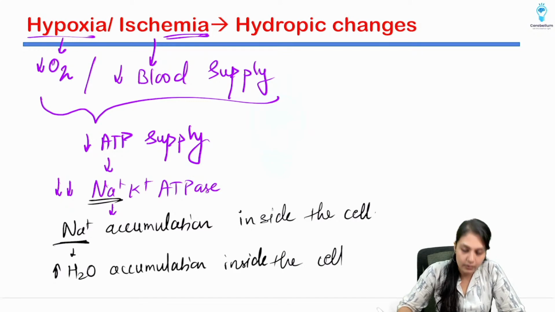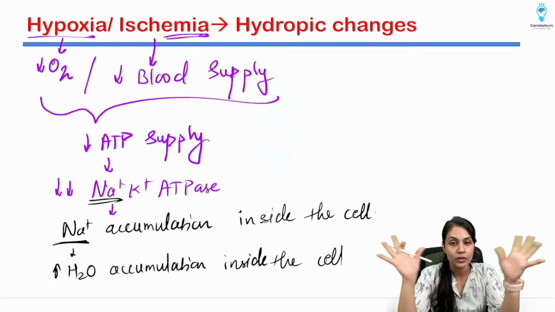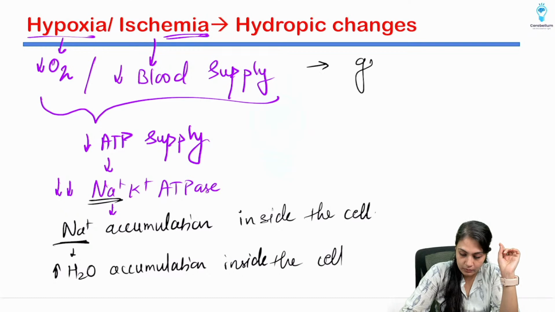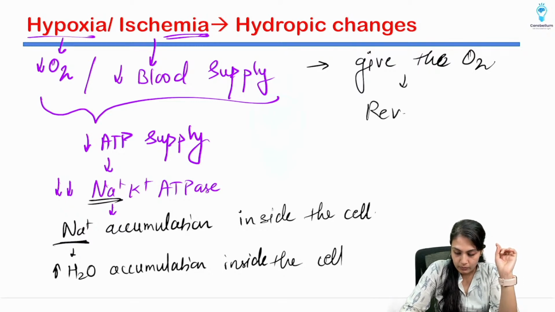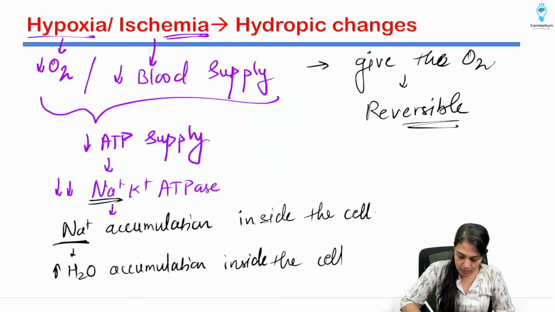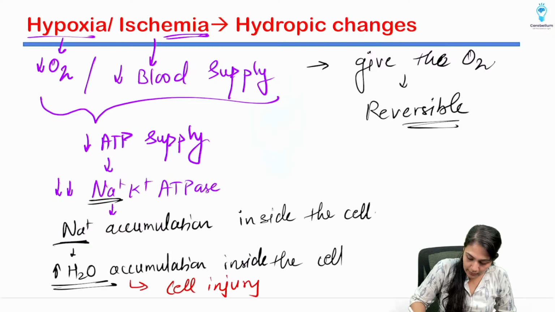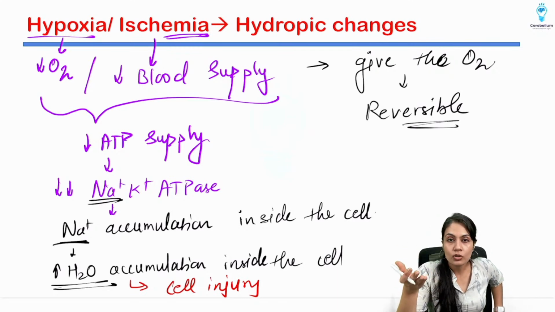So if water accumulation also starts inside the cell, what is going to happen? Definitely the cell has boundaries and it has limits. After some time it is going to burst. But in the meantime, if we start the supply of oxygen, what is going to happen? The changes will be reversible. So this water accumulation will cause the cell injury.